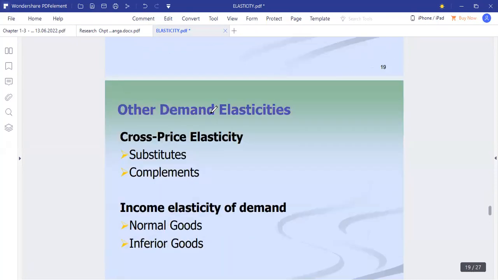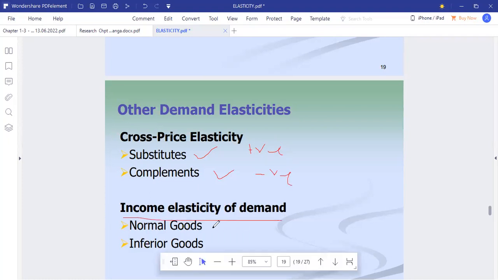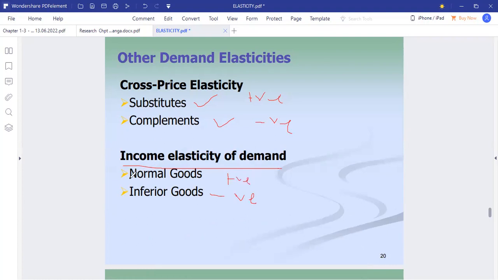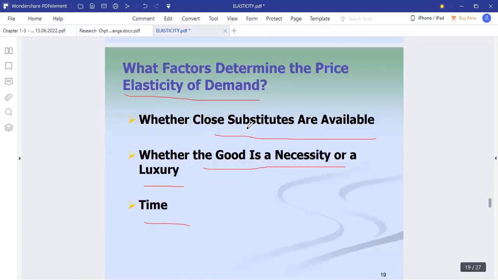So what are the other elasticities? Under cross price elasticity, we have what? Substitutes and complements. Substitutes have a positive, complements have a negative. Then under income elasticity, there are types of goods. Inferior, if it's negative. Normal good, if it's positive. Under normal good, we have the two types we talked about. What? Necessities and luxury. Is that clear?